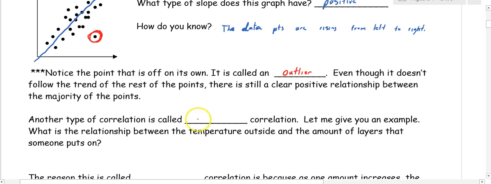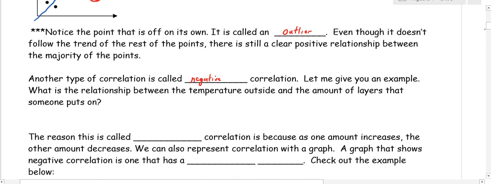Another type of correlation is called a negative correlation. So an example of negative correlation is the temperature and the amount of layers somebody puts on. So think about how much you wear in the summer compared to what you wear in the winter. So as the temperature increases, the amount of layers decreases.